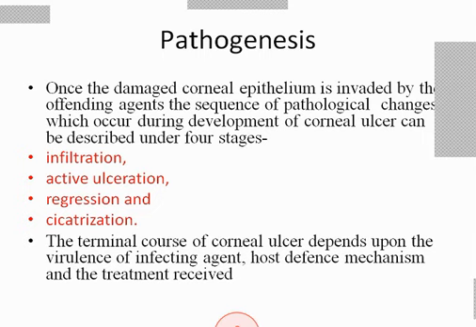They are described in 4 stages: infiltration, active ulceration, and then regression and cicatrization. You remember what are the 4 stages of corneal ulcer? You must be able to tell this in your oral examination. First is infiltration. The corneal ulcer infiltration depends upon the virulence of the infecting agent, the host defense mechanism, and the treatment received.